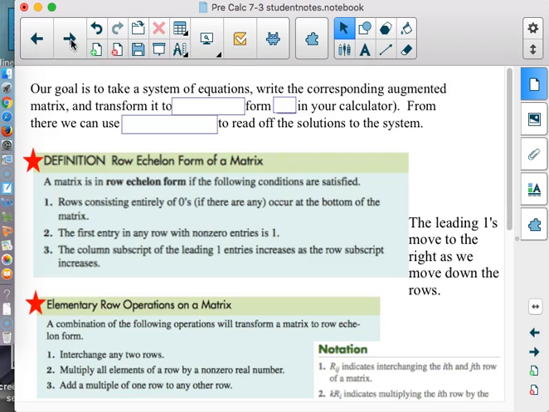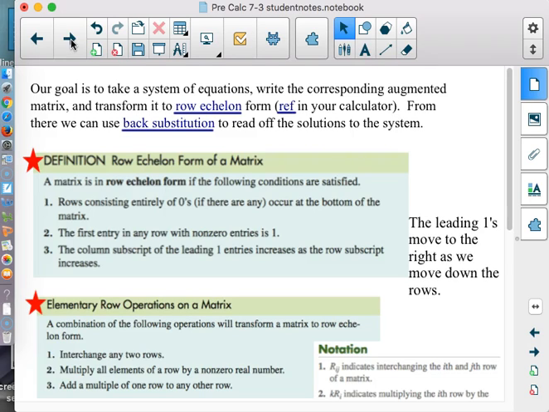Our goal is to take a system of equations, write the corresponding augmented matrix, and transform it to row echelon form. And if they're huge matrices, we're not going to do them by hand. If they're 4 by 5, 4 by 6, anything that's just a little bit too much, we're going to use a calculator. From there, we can use back substitution to get the solutions to the system. We could always put that matrix into our calculator, and under matrix math, row echelon form is under there.